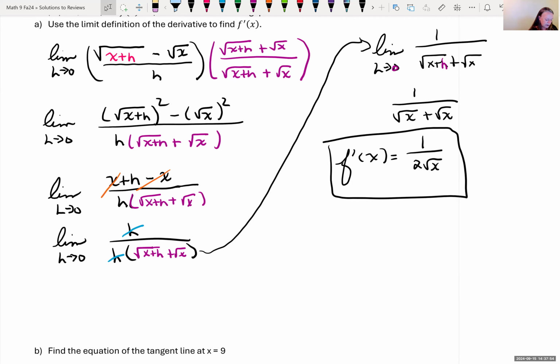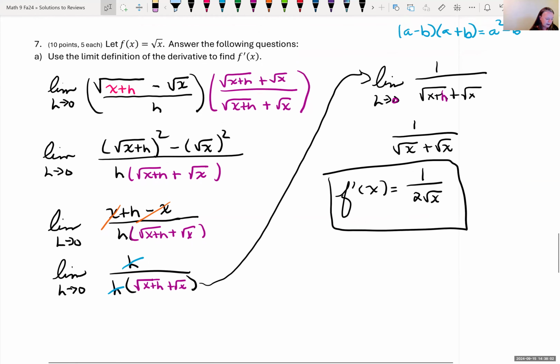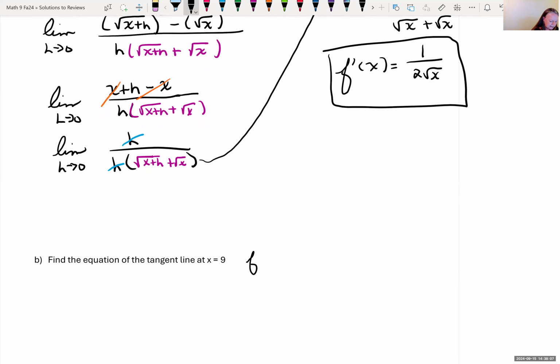Part B says find the equation of the tangent line at x equals 9. Okay, so I need to figure out what my point is when x is 9, which means I need to find f of 9. So remember, f of x is equal to the square root of x. So f of 9 is equal to the square root of 9, which is 3. So I know I have a point when x is 9, my y value is 3.